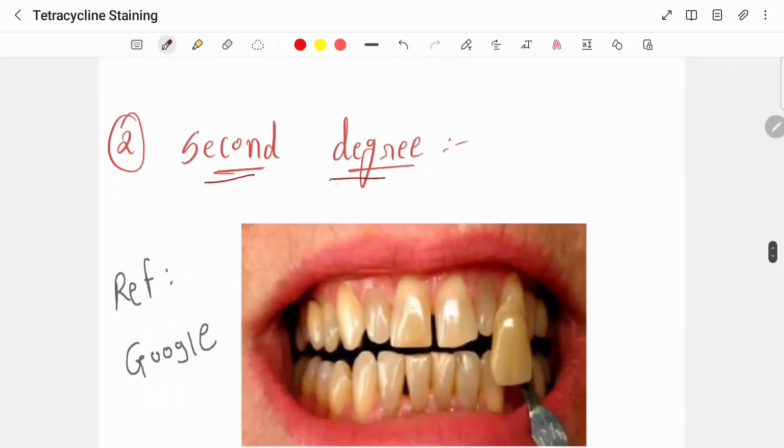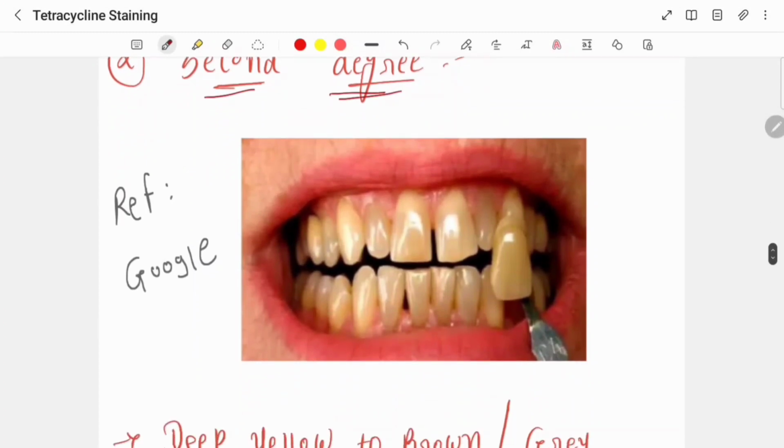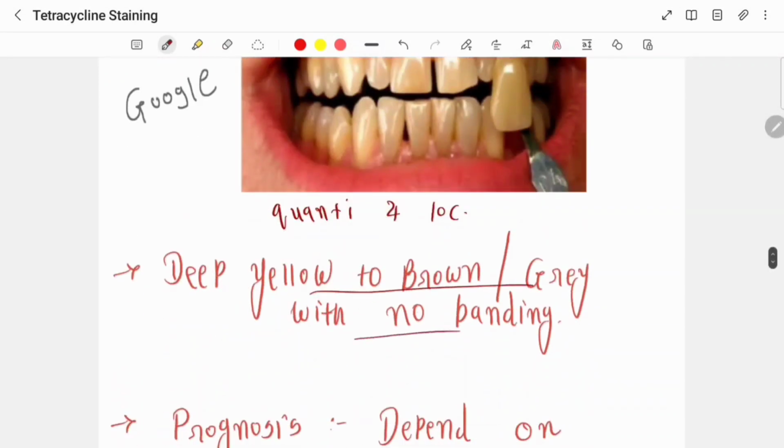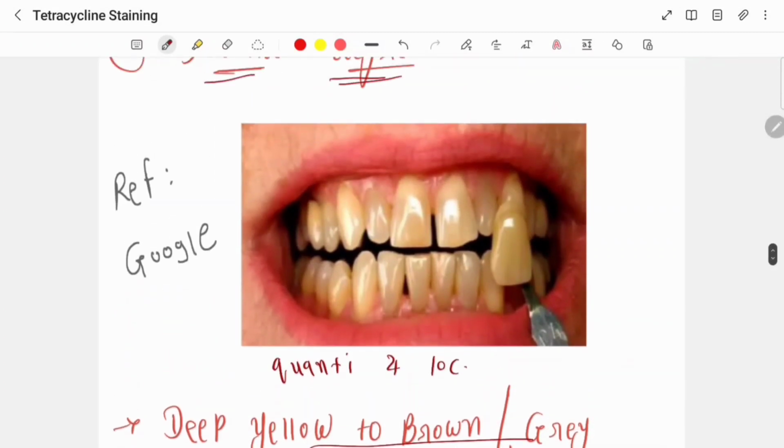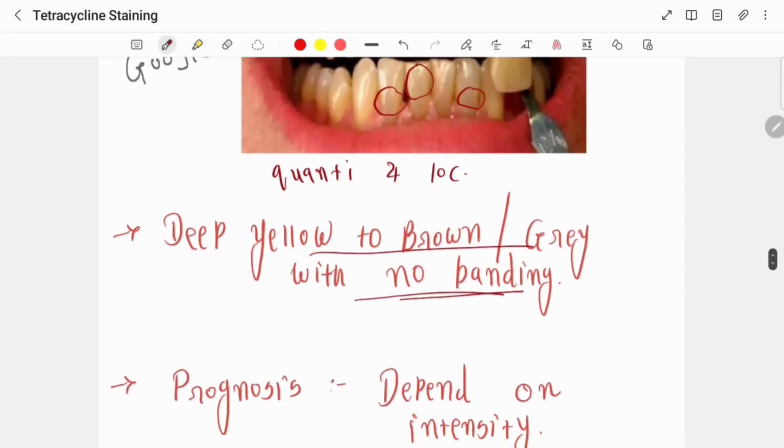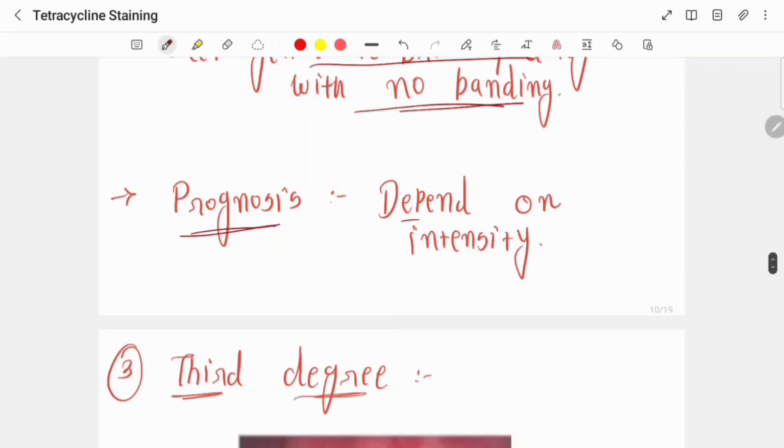Next is second degree staining, in which staining varies more in quantity and location, ranging from deep yellow to brown or grey with no banding. So, in this image you can see some amount of greyish discoloration present, but in different quantity and different sites. So what is the treatment prognosis for this? It is variable as it depends entirely on the intensity of staining. It means how much staining is present and what site is covered, and after this we have to choose a treatment plan.